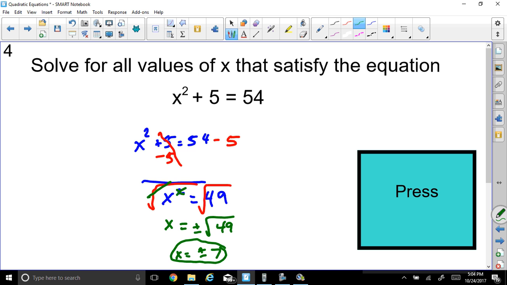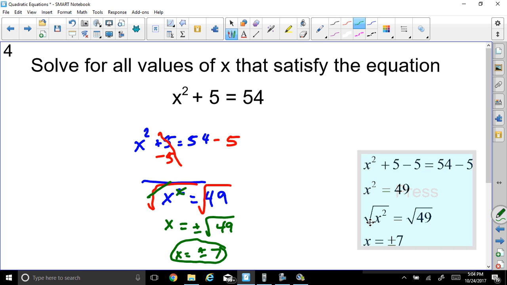And that is our answer. So we found all values that satisfy. Remember, there are two answers. It could be x equals 7 or negative 7.